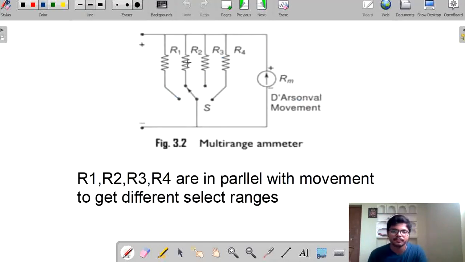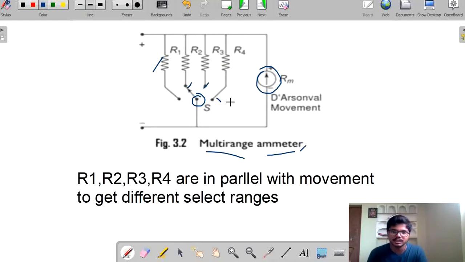Now see, this is my multi-range ammeter circuit. I have a galvanometer and some resistances connected in parallel. Now what will happen if this is a switch? This switch has the capability of connecting here, here and here. Assume that my switch is connected to resistance R1, then my galvanometer is in parallel with R1. Assume that my switch is connected to R2, then my galvanometer is only in parallel with R2 with no other resistance.